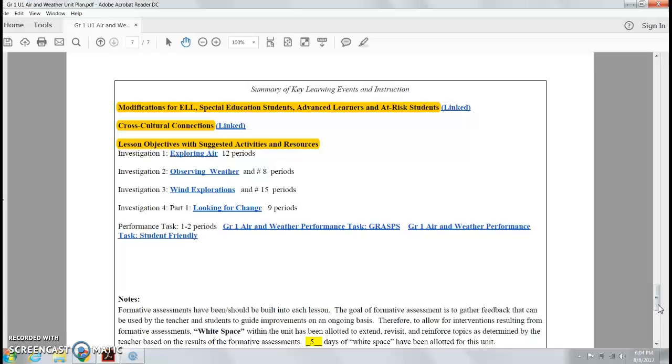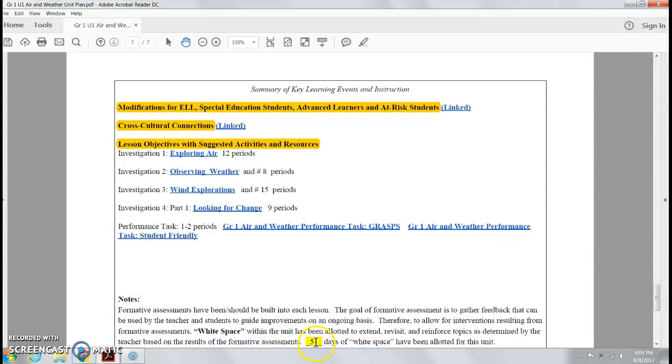So you see in stage 3, there's modifications for ELL, special ed students, advanced learning, and at-risk students. It's linked to a lot of different modifications that you can look at. There's cross-cultural connections links, and then here there's a link to each of the unit documents where you'll get more detailed information about particular activities and objectives that are aligned to that content.